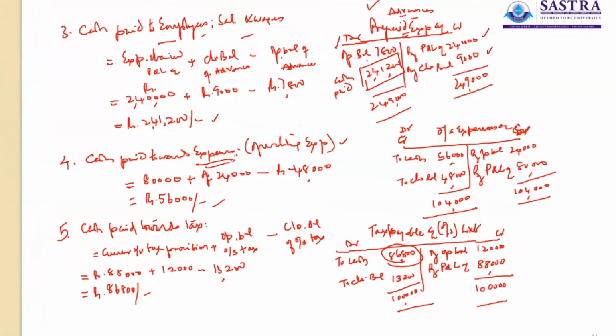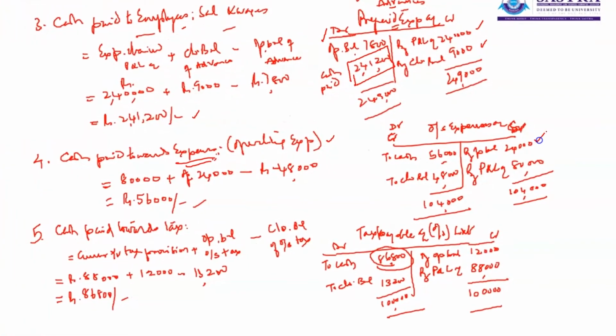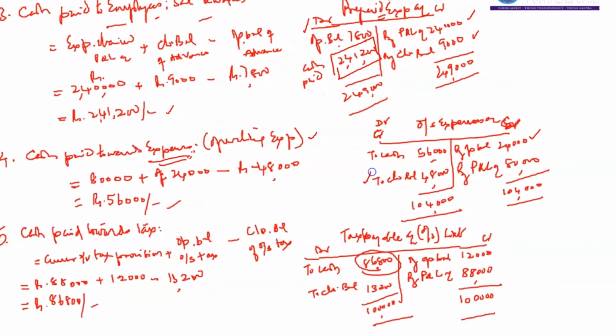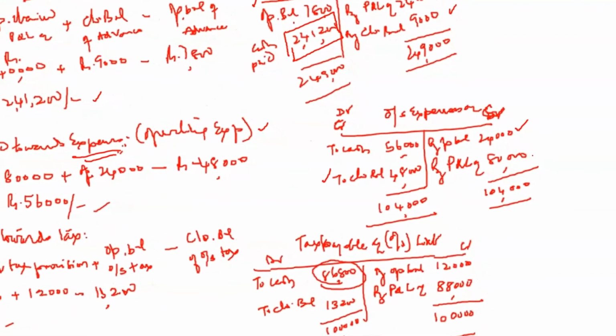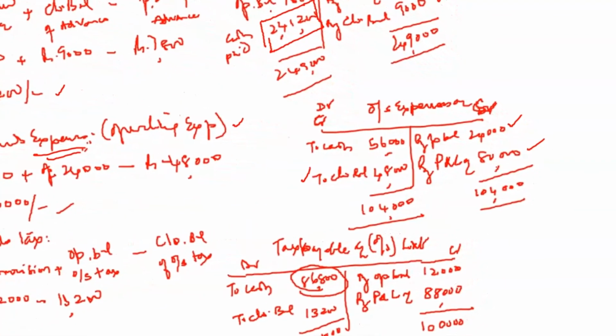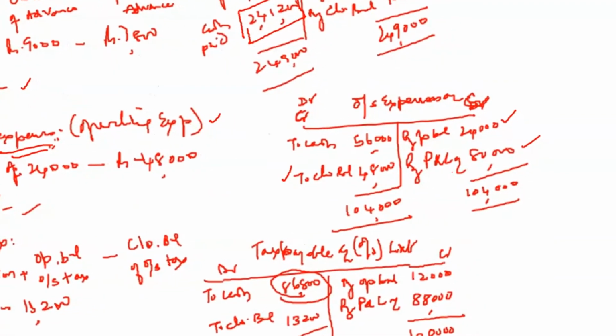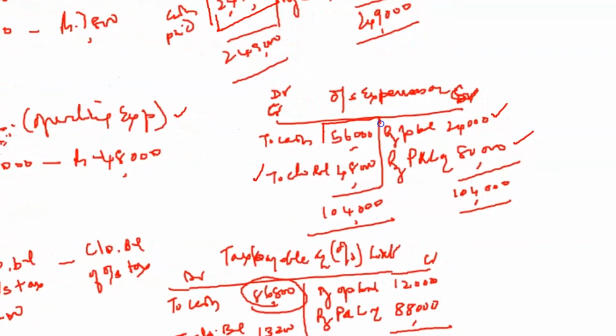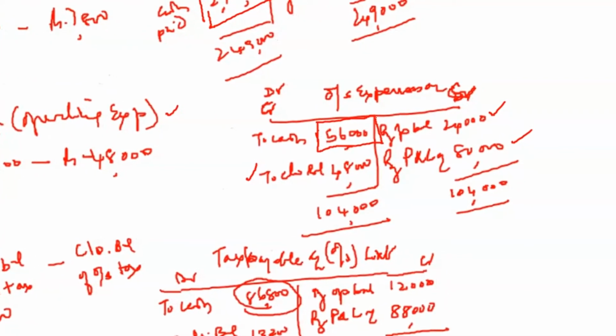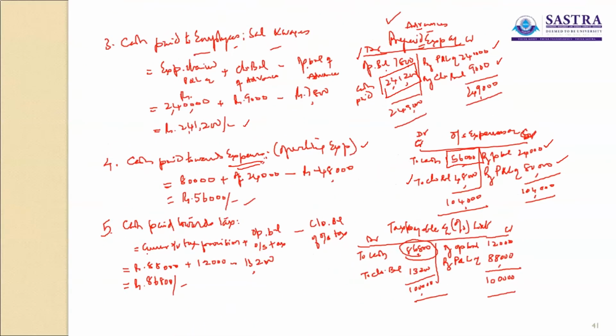So being a liability item in the ledger, the opening balance should come on the credit side, and the closing balance to be debited. And the expenses claimed, given as rupees 80,000, to be credited here. And by closing the ledger, we can calculate cash paid towards operating expenses. So the next calculation is concerned with cash paid towards tax.